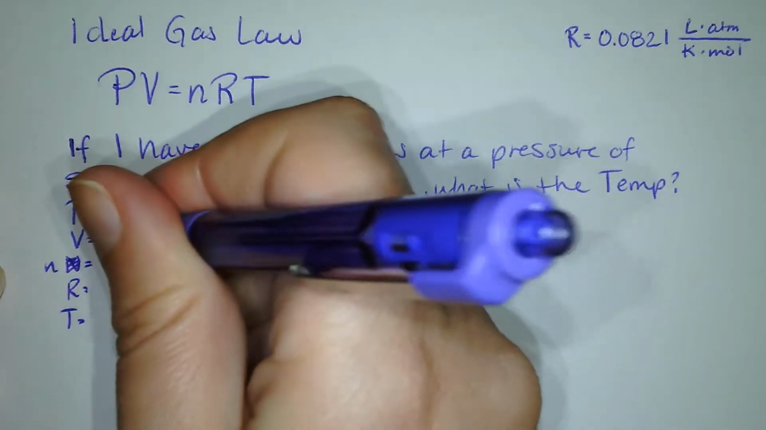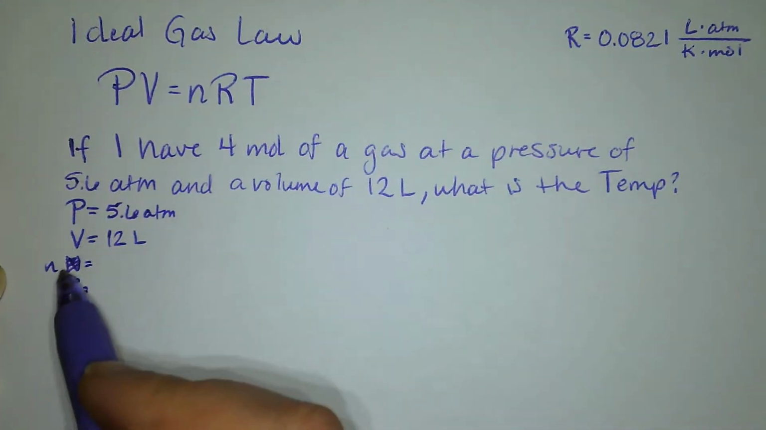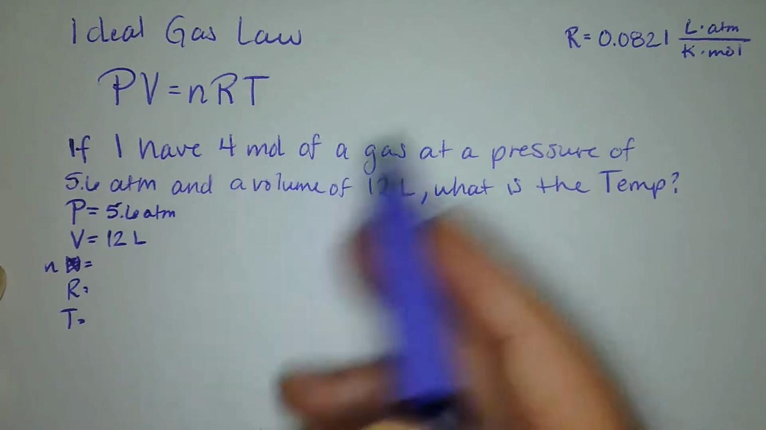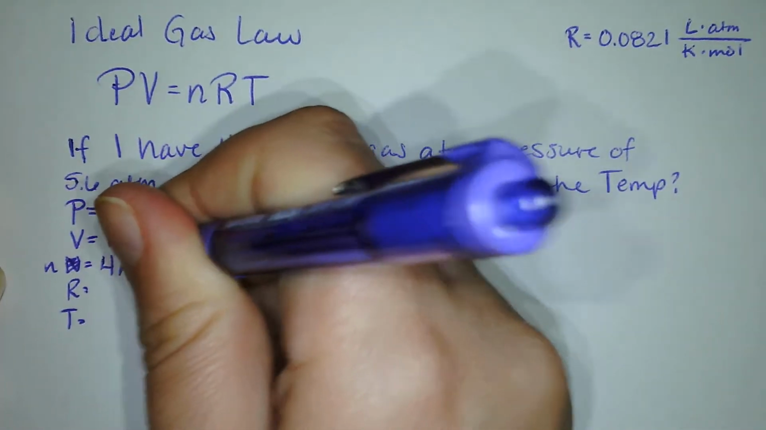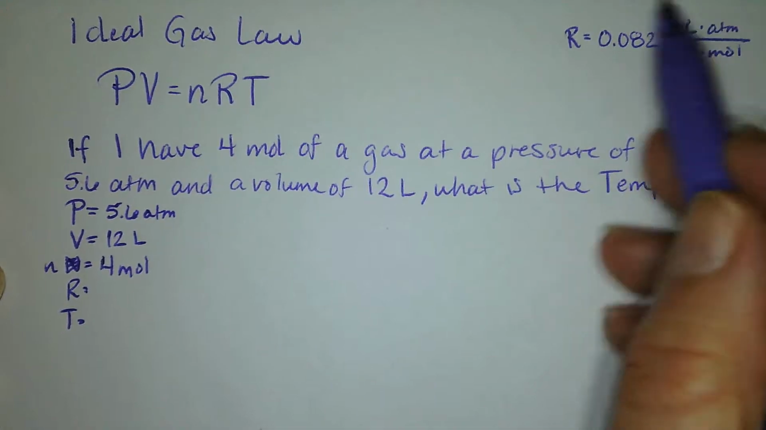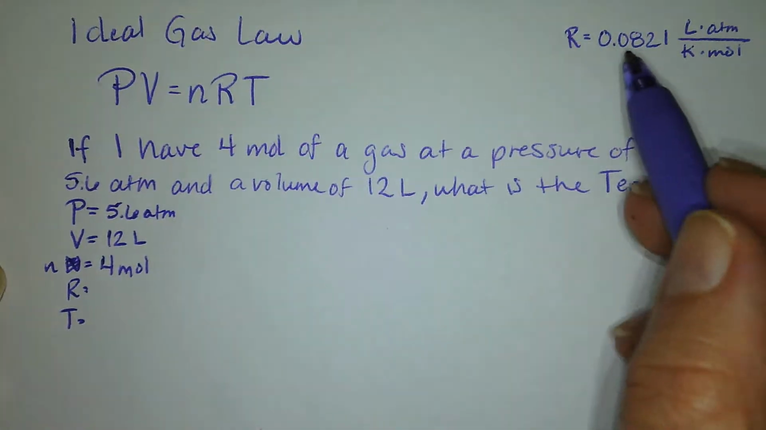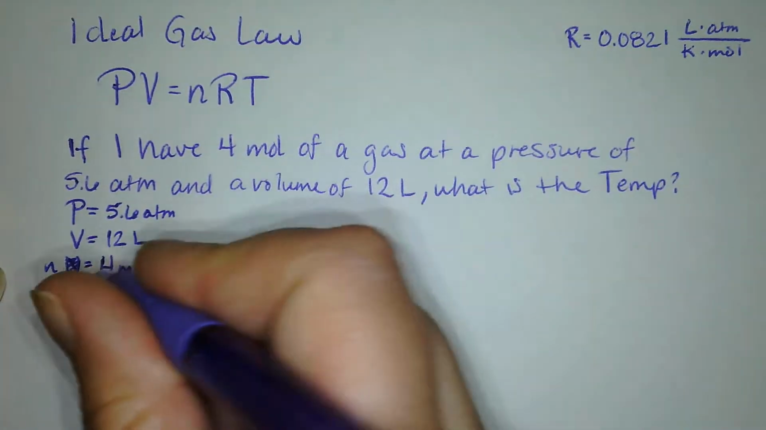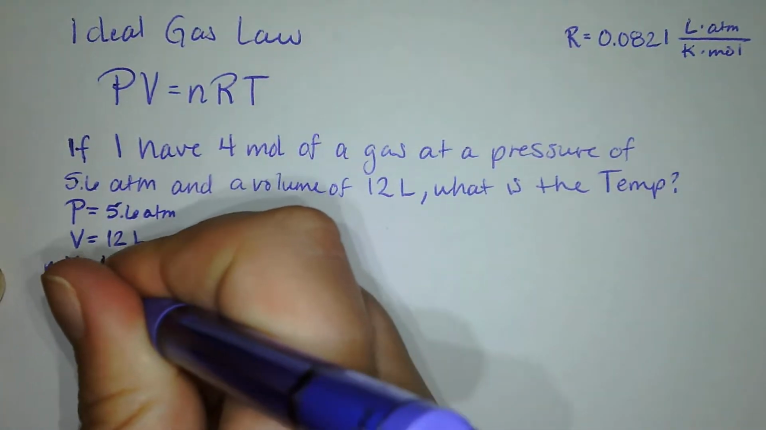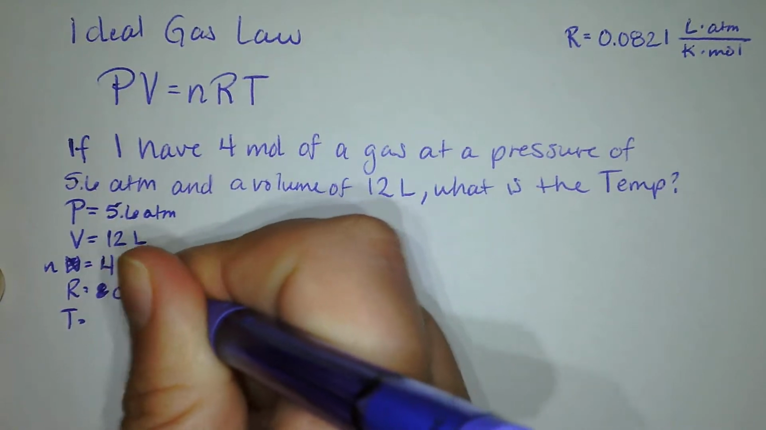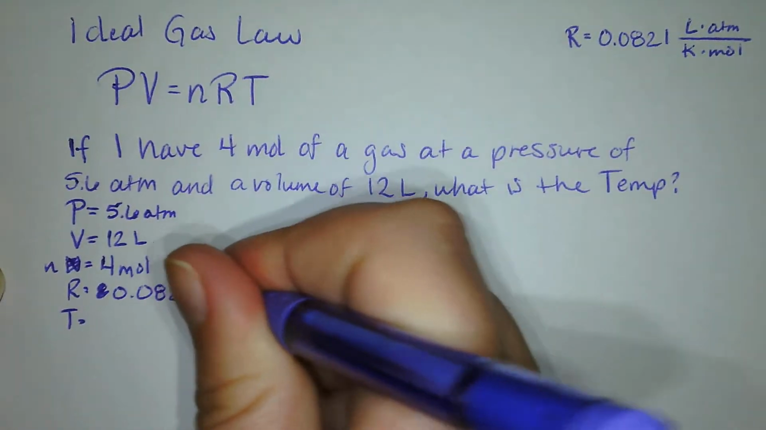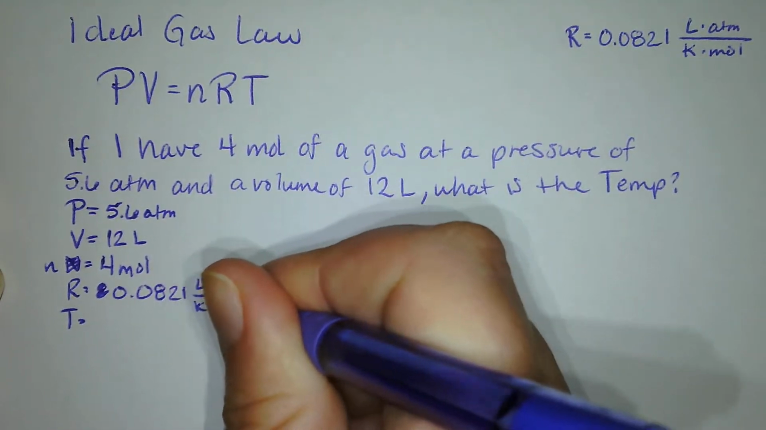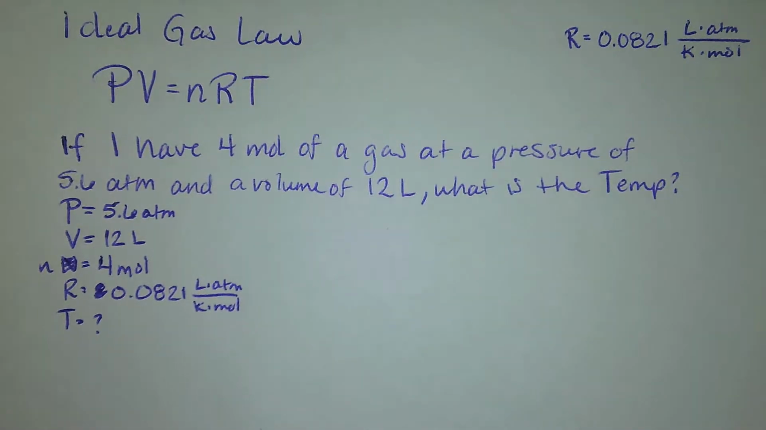Volume is 12 liters. n is 4 moles of a gas. Remember, n is the number of molecules, and we have 4 moles. R is right there. Remember, that's our constant. R will have different values depending on the units, so this is the R that we will use for today. That will be given to you, so don't worry too much. And the temperature is our question mark. That's what we're looking for.